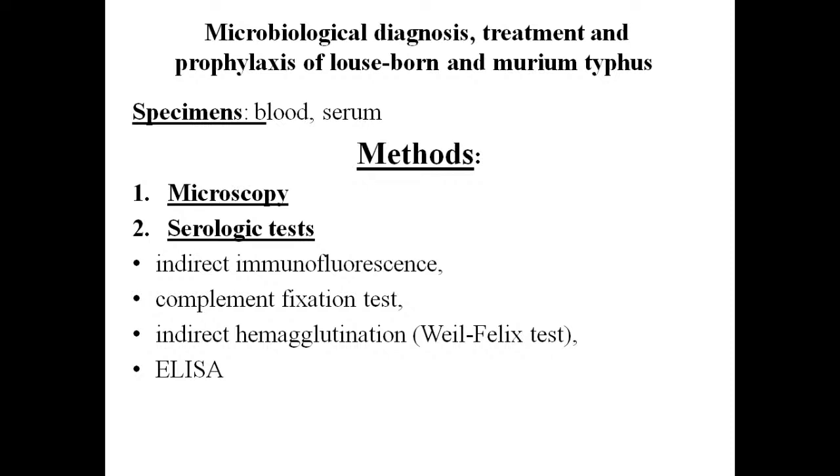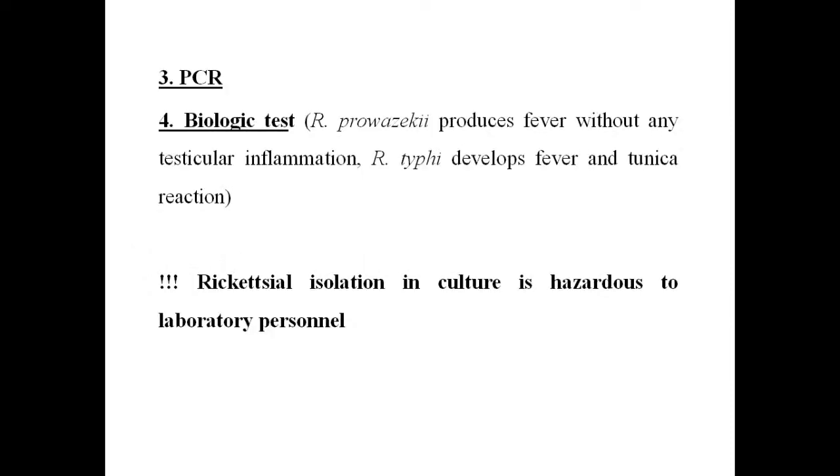Another one is serological tests. Serological tests are the main, the most important in diagnosis of typhus. We may use indirect immunofluorescence test, when we add a fluorescent serum into a specimen. Complement fixation test, indirect hemagglutination, that is also called Weil-Felix test, and ELISA, enzyme-linked immunosorbent assay. We also may use PCR and a biological test.